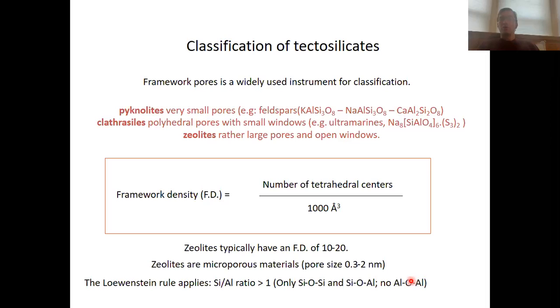So these aluminum-oxygen-aluminum bridges are electrostatically unfavorable because both aluminums formally carry a negative charge. So these negative charges in the framework come too close when these bridges are present. So they are not encountered in nature.